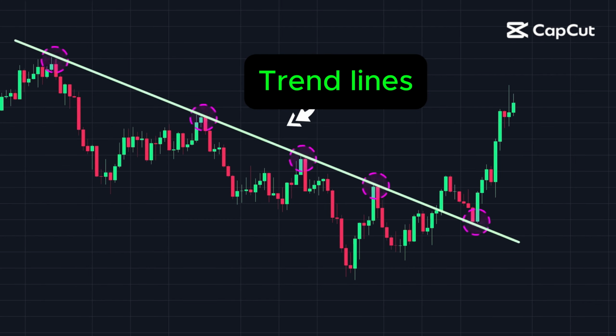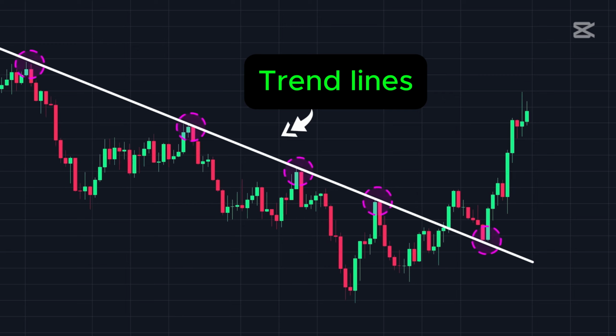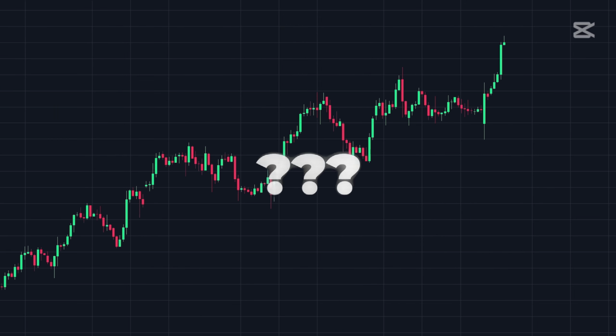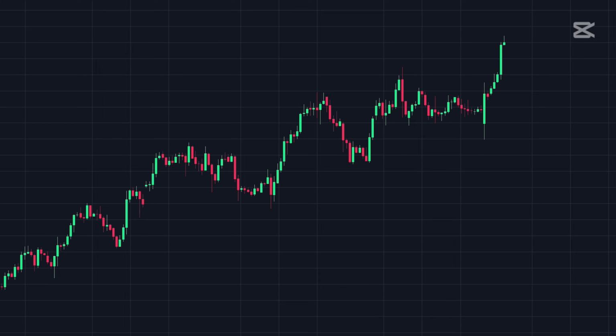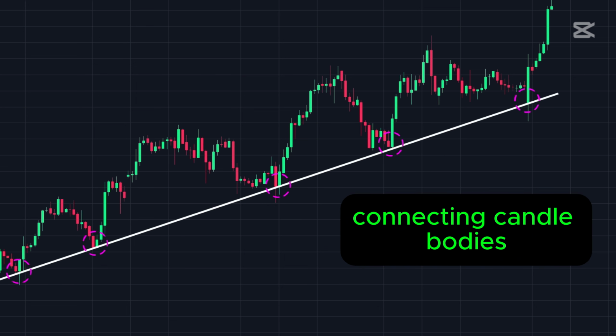Trend lines are one of the most powerful tools in trading, but the problem is most traders are still using them completely incorrectly. The most confusing part about trading with trend lines is that every trader seems to draw them in a different way. Take this chart as an example. Some traders may prefer to draw trend lines by connecting wicks, while others prefer to draw them by connecting candle bodies. So, which way is correct?